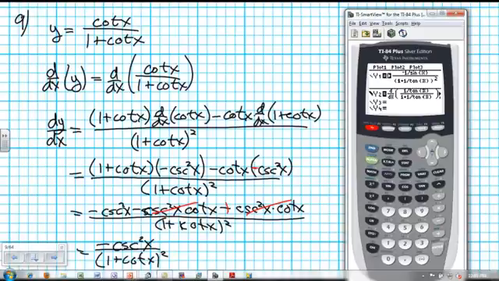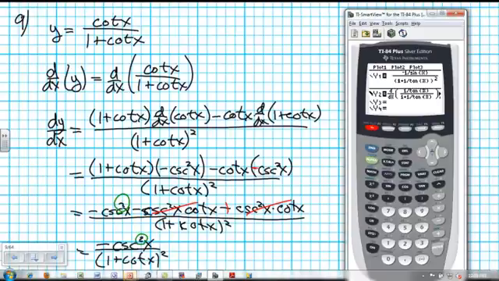Bottom times the derivative of the top minus the top times the derivative of the bottom. Derivative of cotangent is negative cosecant squared. That part's right. Derivative of 1 plus cotangent is negative cosecant squared. That's right. This gives me a negative cosecant squared. Oh, those look good. Oh, I see the problem. The problem is I didn't enter it correctly. I missed that cosecant squared there.